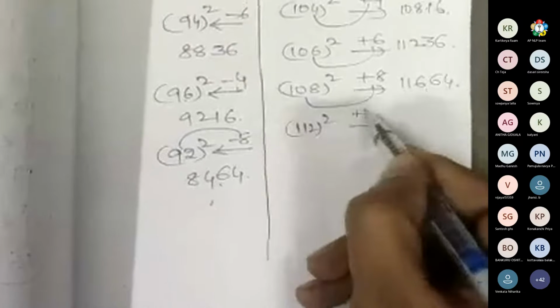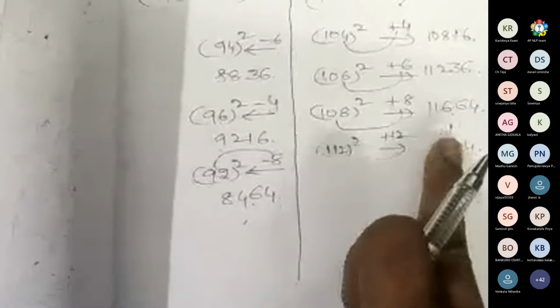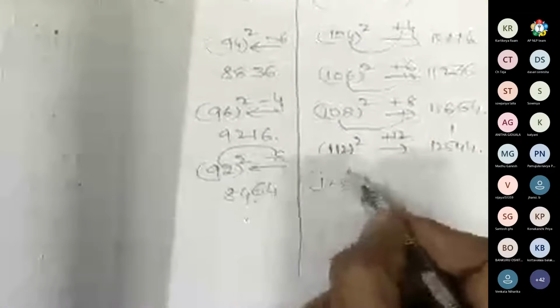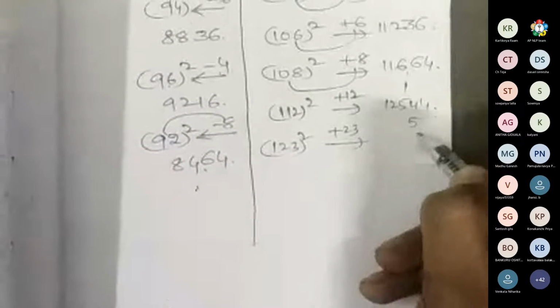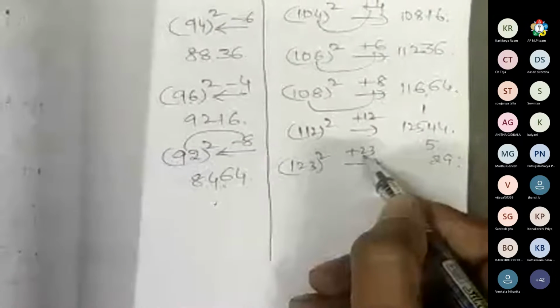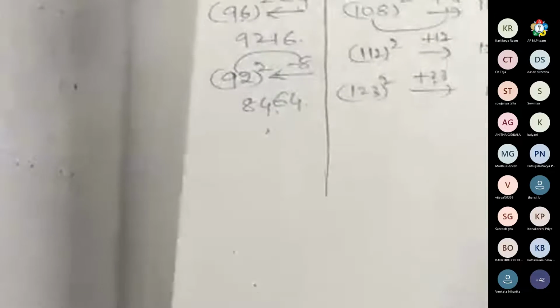112 whole square. For 100, how much more? 12 more. 12 square is 144. 1 carry and 44 result. 112 plus 12 is 124. 124 plus 1 is 125. For example, 123 whole square is given. For 100 it is 23 more. 23 square is 529. 123 plus 23 is 146. 146 plus 5 is 151. 15129. Next. These are the squares from 75 to 100 and 101 to 125. Right?